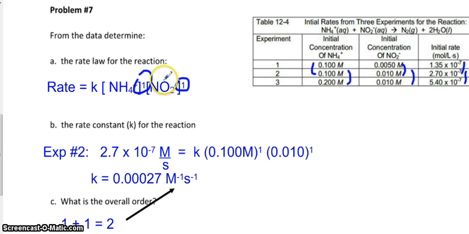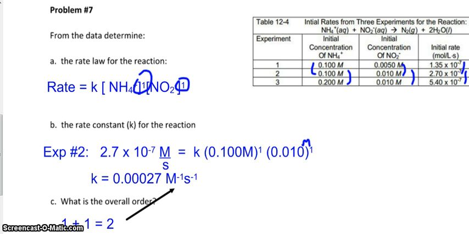Go ahead and find the rate constant. I just happened to choose, I think, the second one, because I thought the math might be easier. So I put in the rate for experiment number 2, and here are the values. I guess I forgot to put the little m right here. I should have done that. And when I divide it out, I got 0.00027 molarity to the -1, seconds to the -1.